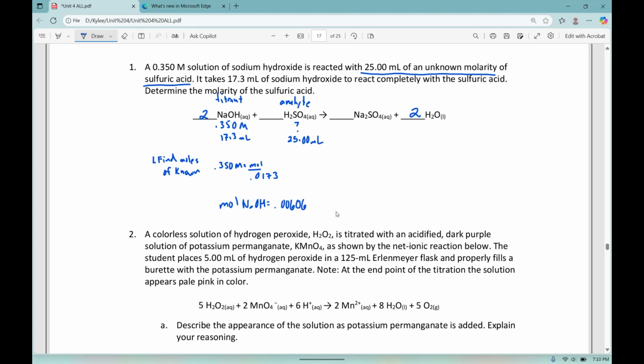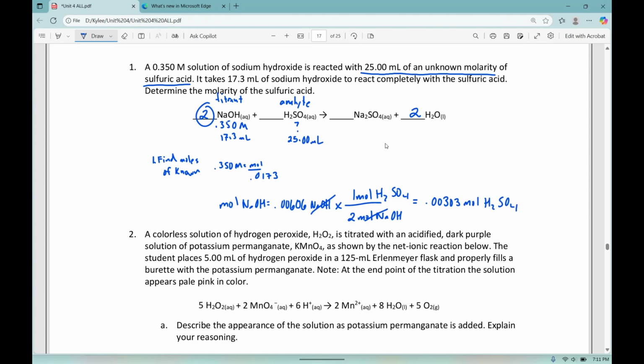Now here's where my mole ratio comes in. It is not a 1-to-1 ratio. So if I have this many moles of NaOH, it took twice as many moles of NaOH for every 1 mole of my acid, my analyte. That's why that coefficient became so important. I'm actually going to end up dividing this, and it's going to become 0.00303, and that's how many moles of H2SO4.